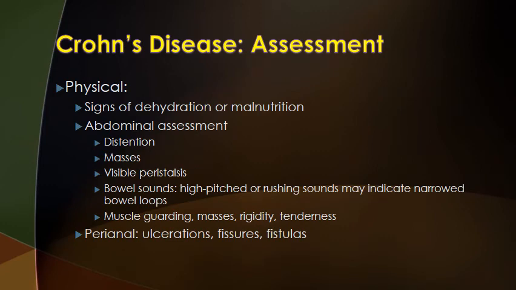Physical assessment, watch for signs of dehydration and malnutrition. Do that assessment on these patients. Your abdominal assessment would include looking for distension, masses, visible peristalsis. Listen to the bowel sounds. If they're high-pitched or rushing, it may indicate a narrowing of the bowel loops. Are they guarding? Do they guard their abdomen? Are they rigid? Is it tender? Do an evaluation of the perianal area. Look for ulcerations, fissures, and obvious fistulas.